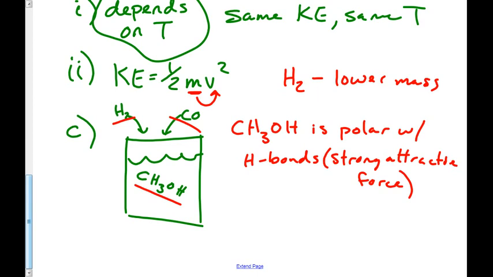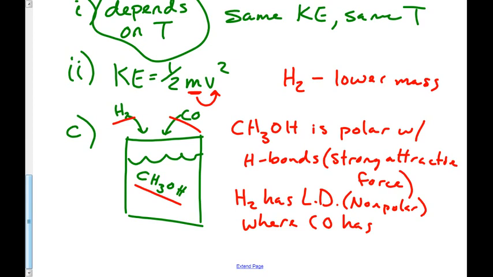What does H2 have? It has LDs. Where CO has, it doesn't matter what you think it looks like. There's only one option because it's just a C and an O. It's got to be a dipole because it's polar. So which one's going to dissolve? The CO.